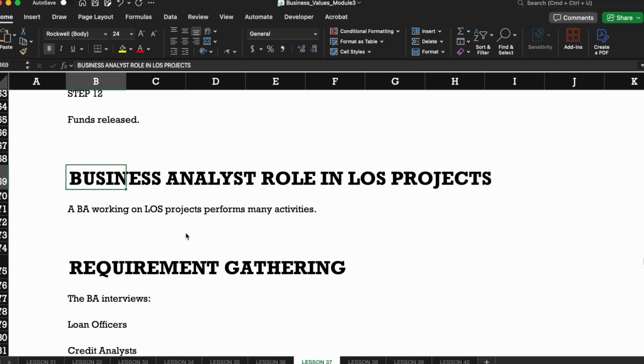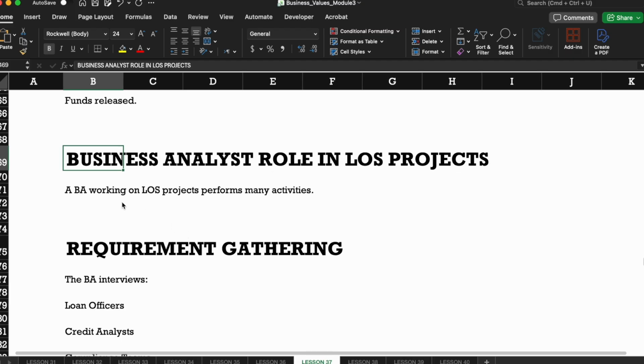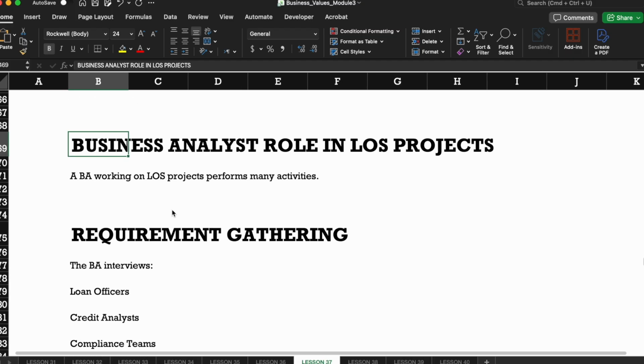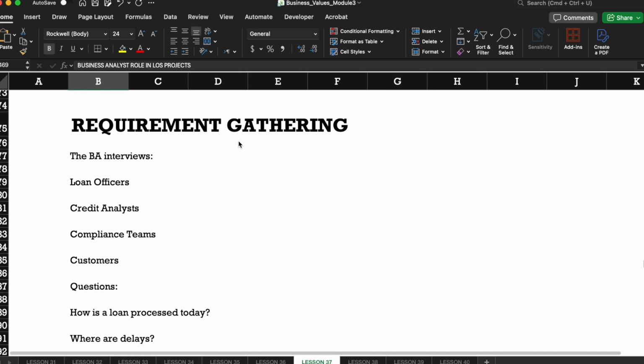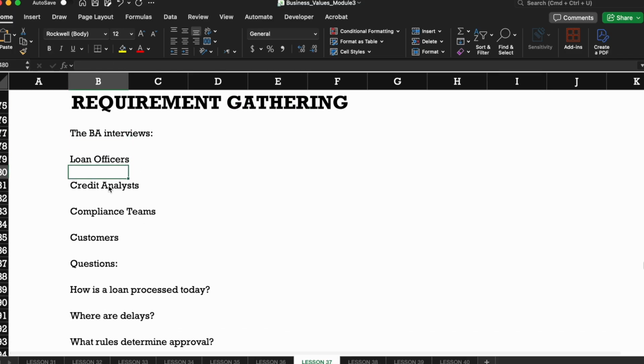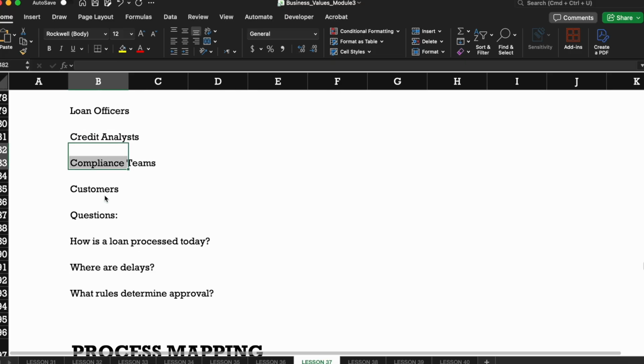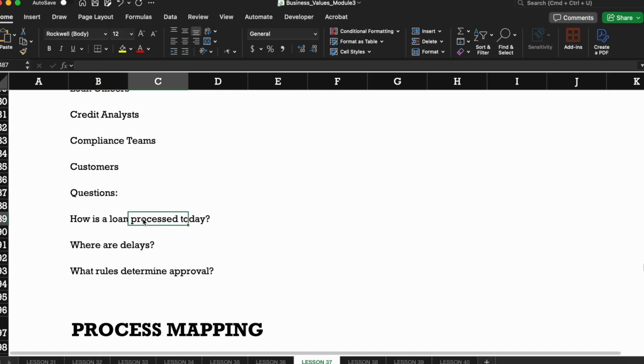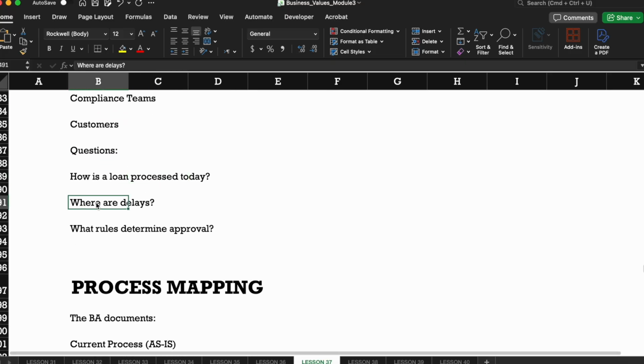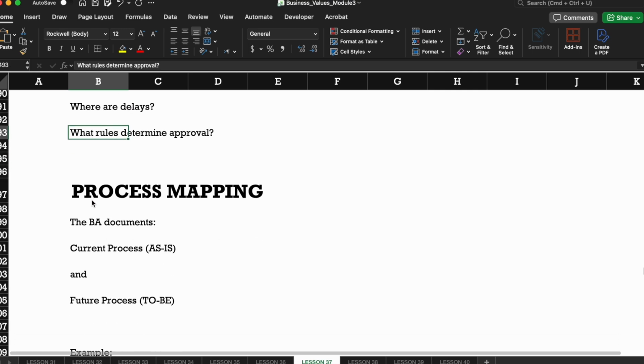Business analyst role in LOS project. A BA working on an LOS project performs many activities. Requirement gathering: the BA interviews loan officers, credit analysts, compliance team, customers. Questions: How is the loan process today? Where are the delays? What rules determine approval?